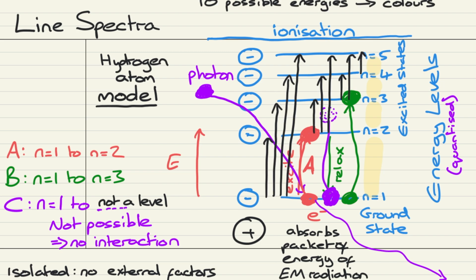Now, what about relaxing? What happens there? Well, let's say we have an electron excited to level 2 and it relaxes. It loses energy, and it does that by releasing energy as a photon, a packet of energy of electromagnetic radiation. Obviously, the amount of energy is determined quite strictly by the difference in the energy levels. So it has a specific energy, and from E equals hf, it has a specific frequency, a specific colour. And, like before, there are 10 possible energies that can be released, from 2 to 1, 3 to 1, 4 to 1, etc., etc. 10 possible energies means 10 possible frequencies, meaning 10 possible colours. 10 possible colours can be released.